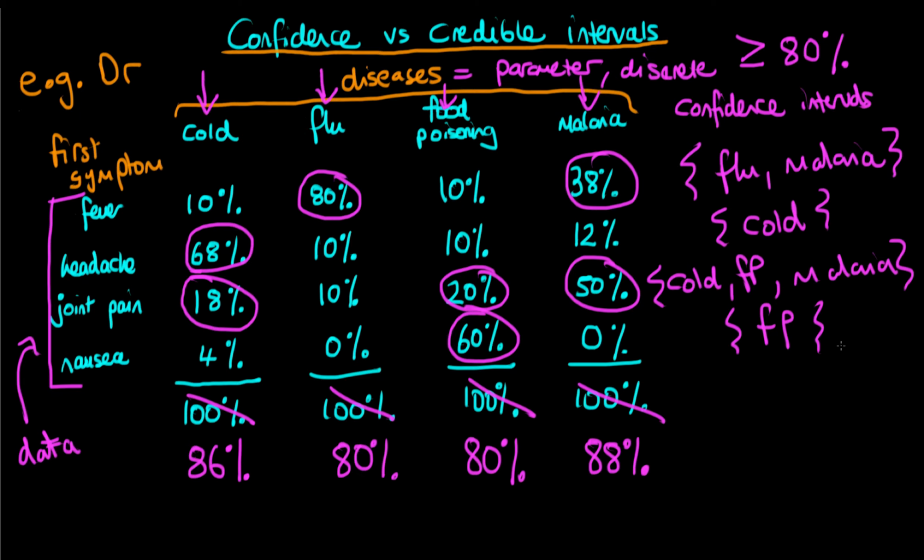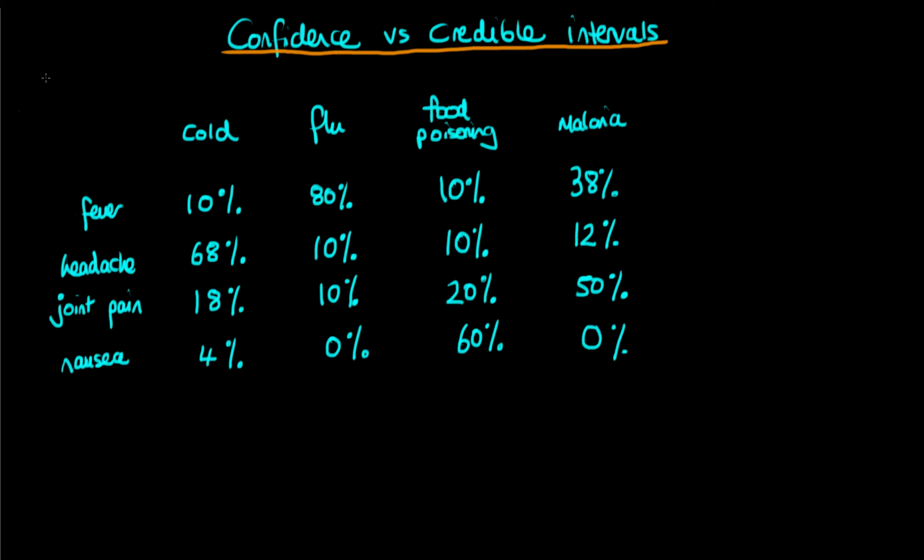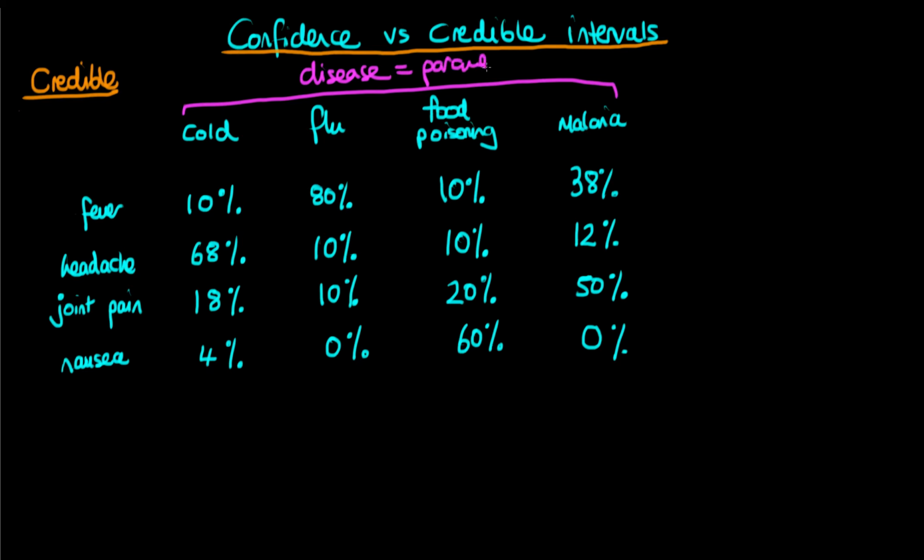So here we're conditioning on a particular disease. We're assuming an individual has a particular disease, and if we use these rules that we've created here to link symptoms with diseases, we get the correct answer at least 80% of the time, and as close to 80% as possible. Next, what we're going to do is consider how we form credible intervals in this case. So to bear in mind in all of this is that our disease plays the role of our parameter, and our first symptom plays the role of our data.